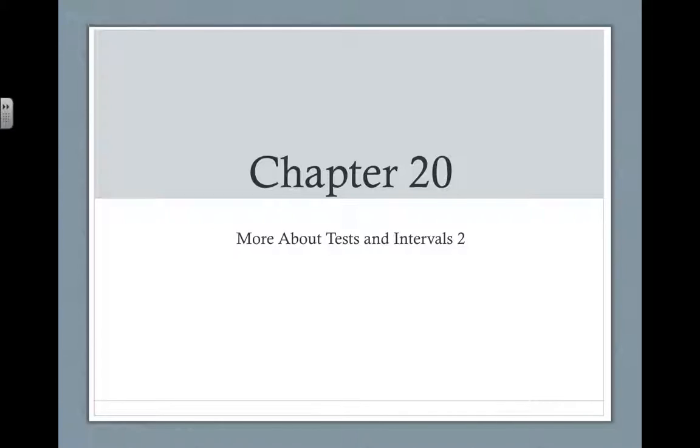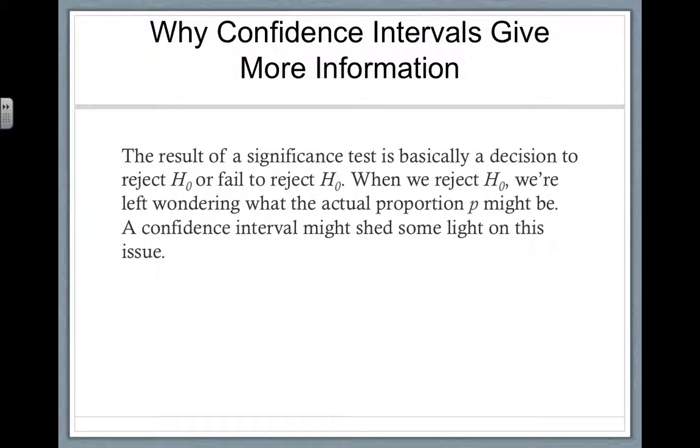Okay, second video for chapter 20. So now we're going to tie together a link between significance tests and confidence intervals. The result of a significance test is basically a decision to reject our null hypothesis or fail to reject our null hypothesis. When we reject our null hypothesis, we're left wondering what the actual proportion p might be. A confidence interval might shed some light on this issue.